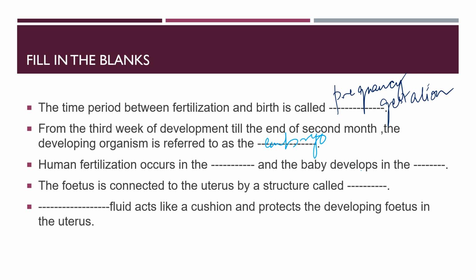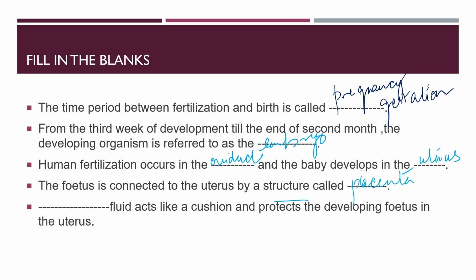Now human fertilization occurs in, the place where it occurs is the oviducts. So it occurs in the oviducts and the baby develops in the uterus. So the uterus is the place where the development of the baby occurs and human fertilization takes place in the oviduct. The fetus is connected to the uterus by a structure called the placenta. I have taught you about the placenta in a different note also, what the placenta is and what its functions are. If you have not yet gone through those topics, please go through them.